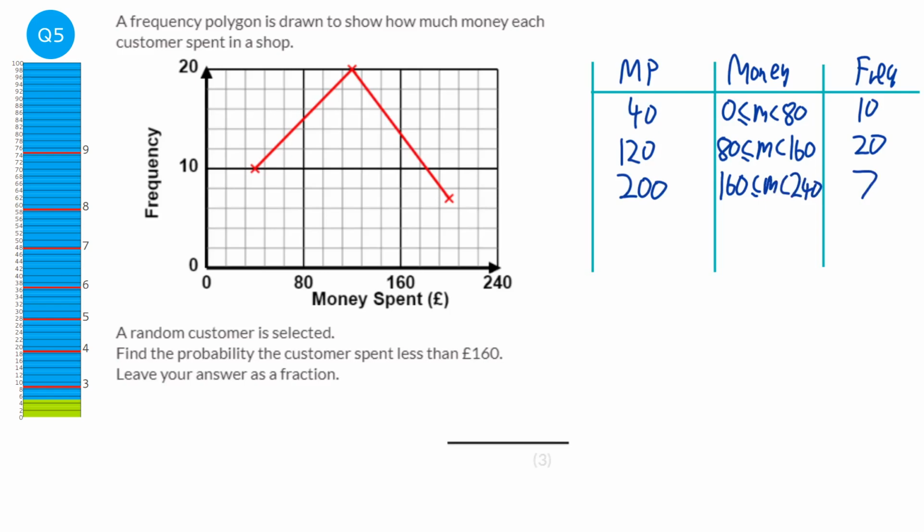So we're looking for the probability customer spent less than 160, so that is these two here. Okay, so there are 30 that are less than 160. And how many are there altogether? Well, it's that 10 plus the 20 plus the 7. So it's going to be over 37. So it's 30 over 37.